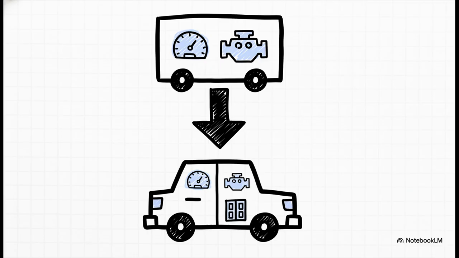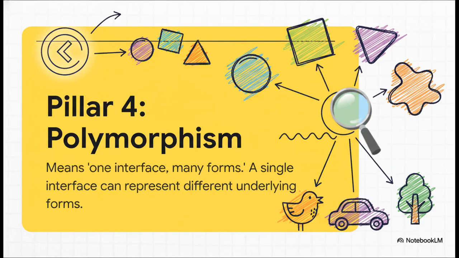It's an is-a relationship. A car is a vehicle, so you could create a general vehicle class with things like speed, and then have a car class inherit all of that, and then add its own special things, like how many doors it has. And that brings us to our fourth and final pillar, polymorphism.